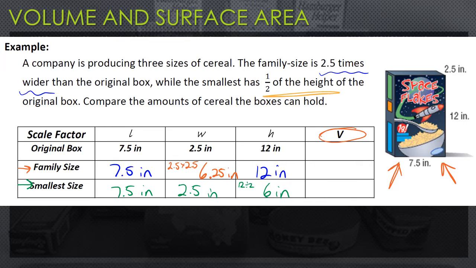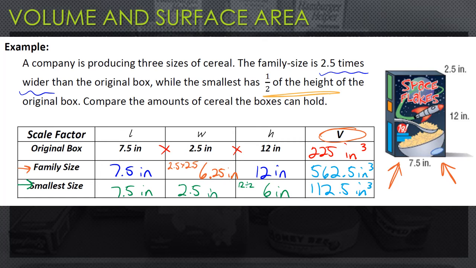So now let's compare the volumes. We're multiplying length times width times height. So 7.5 times 2.5 times 12 gives us a volume of 225 inches cubed. Let's take a look at our family size. Our family size is 7.5 by 6.25 by 12. Multiplying those together gives 562.5 inches cubed. And our smallest size, 7.5 times 2.5 times 6, gives us 112.5 inches cubed.